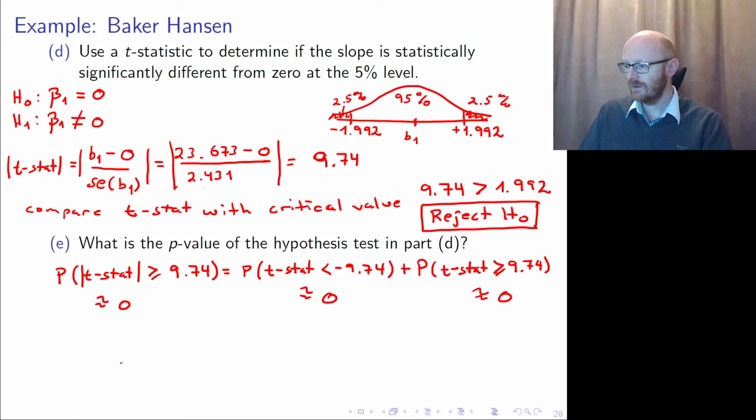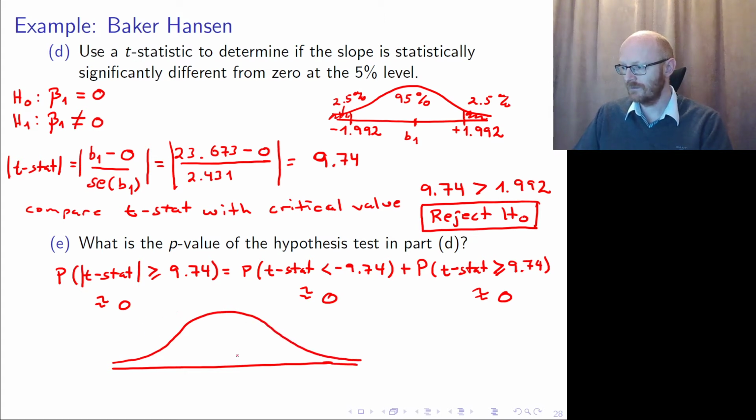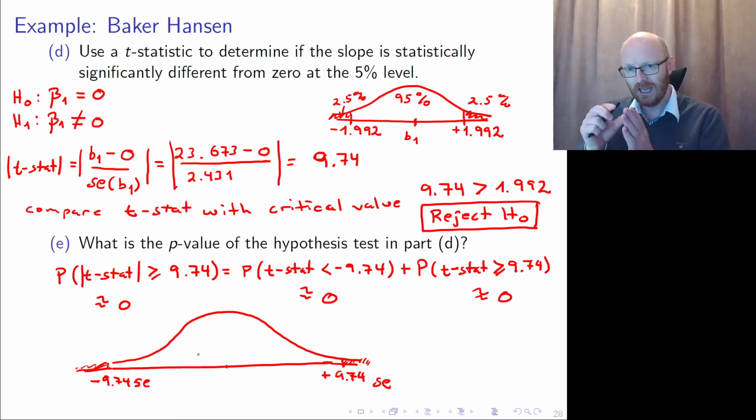Okay? And we can see that graphically if we just draw a normal probability distribution, and we go 9.74 standard errors away from the mean, and minus 9.74 standard errors below the mean, and the area under the tails is very close to 0 when you get that far out from the mean.